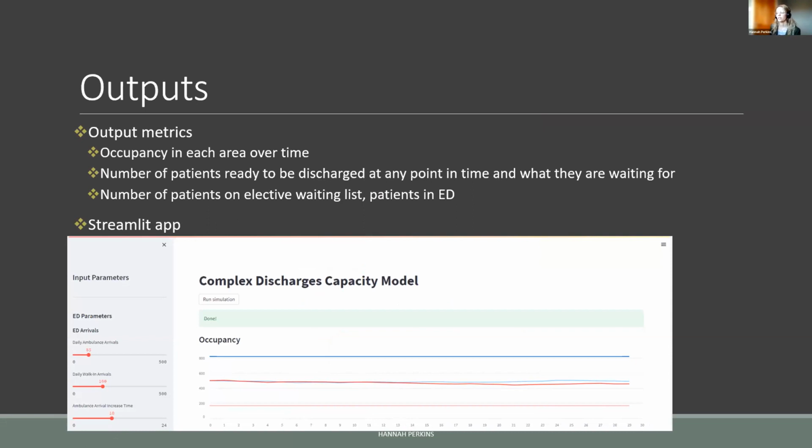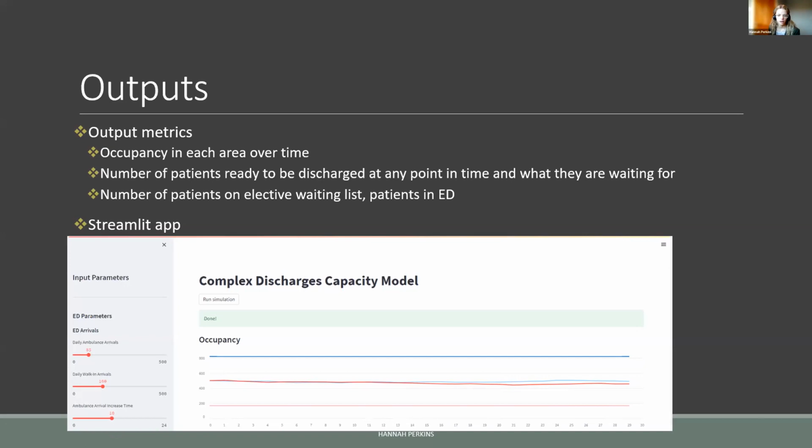So the main outputs here are occupancy in each area over time. So looking at how many people we've got in ED, how many people are waiting on the waiting list, is the hospital full, and are our complex discharge locations full? And we can also break it down by the number of patients ready to be discharged in hospital at any one point and what they're waiting for, as well as seeing the patients, which was the main aim of this project, in ED and on an elective waiting list.